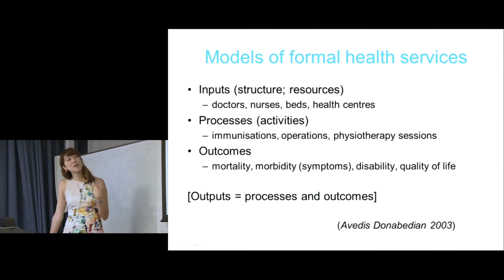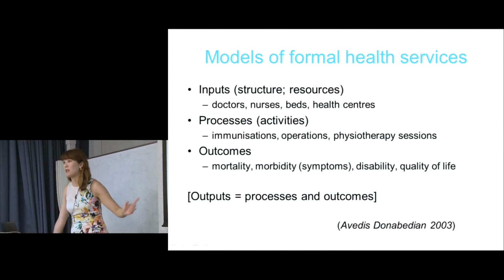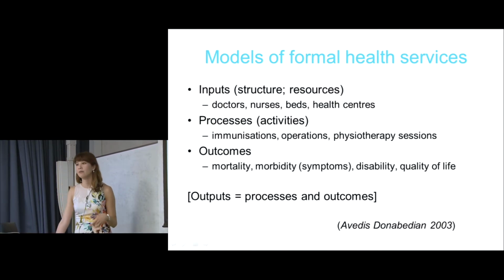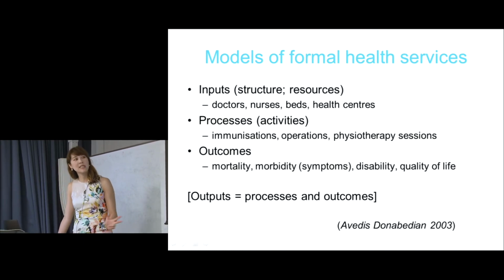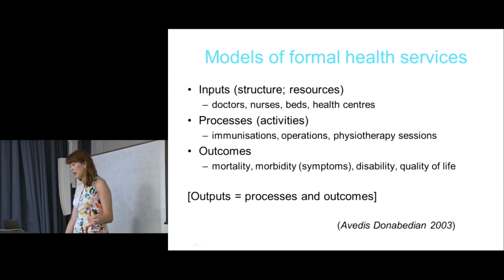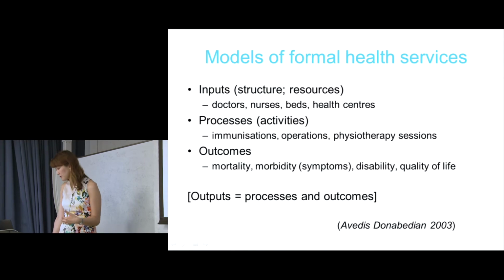And then there are also outcomes. This is what we're all about, isn't it? Actually, everything else doesn't really matter if the outcomes aren't good. We're trying to get people to fewer deaths, get better symptoms, less disability, and better quality of life. But we also increasingly know that actually we don't necessarily know these outcomes. They're very hard to measure.